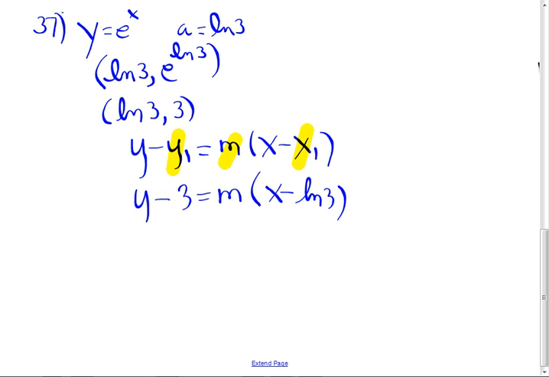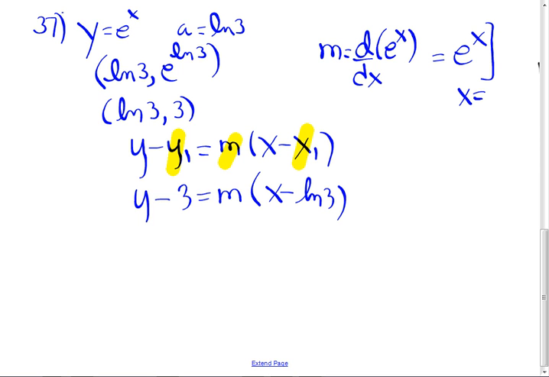Riley, question on this? How do I find the slope now? m is equal to the derivative with respect to x of e to the x. Well, that's the easy one. What's the derivative of e to the x? e to the x. And we will evaluate this when x equals, what's x? Log of 3. So what's e to the log of 3? Now, you could leave your answer e to the log of 3. Nothing wrong with that, unless it's multiple choice.